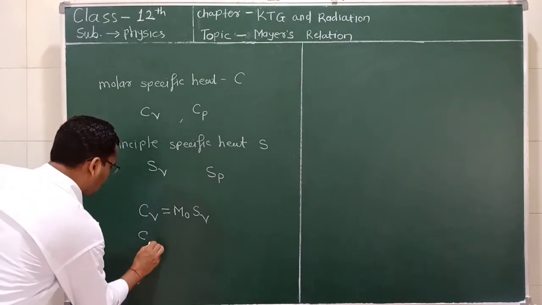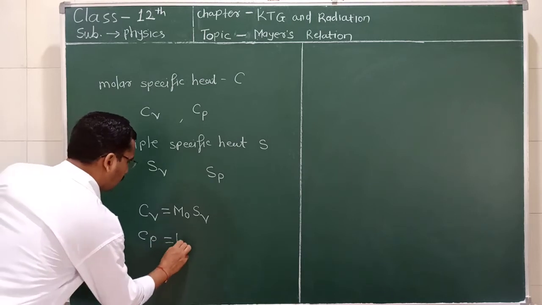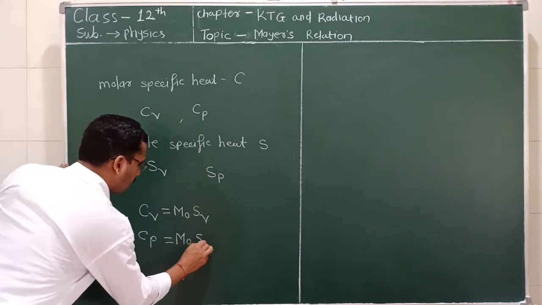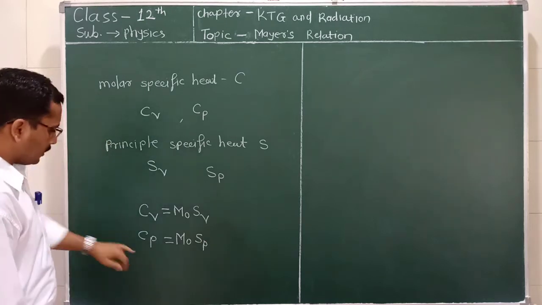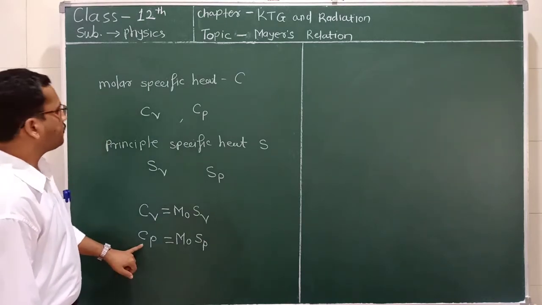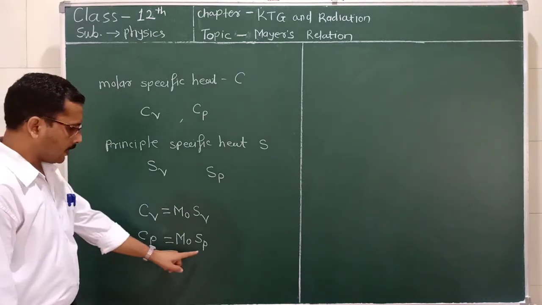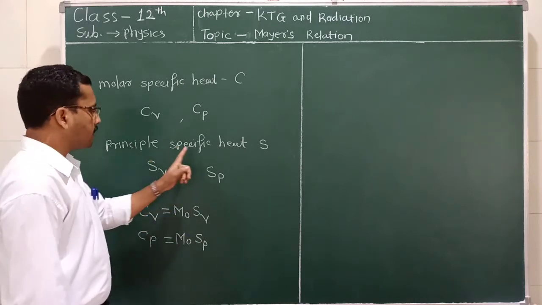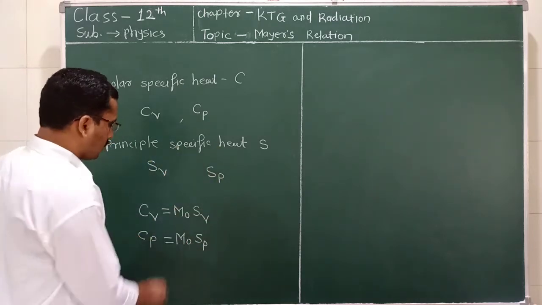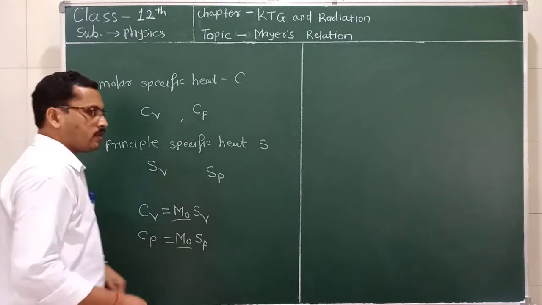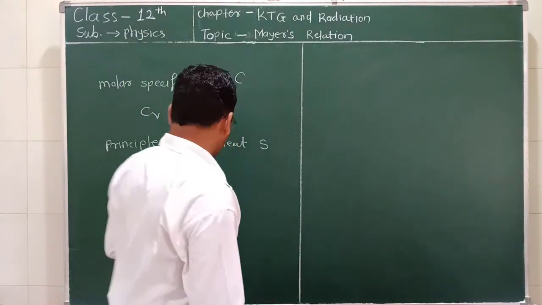Similarly, we can write Cp is equal to M0 Sp. This Cp is the molar specific heat at constant pressure, and this Sp is the principal specific heat at constant pressure. What is this M0? This M0 is called the molar mass of the gas.